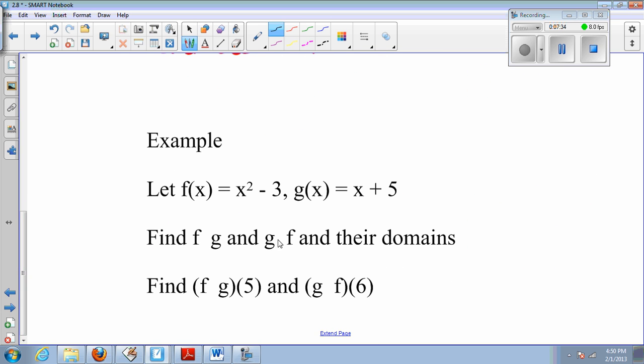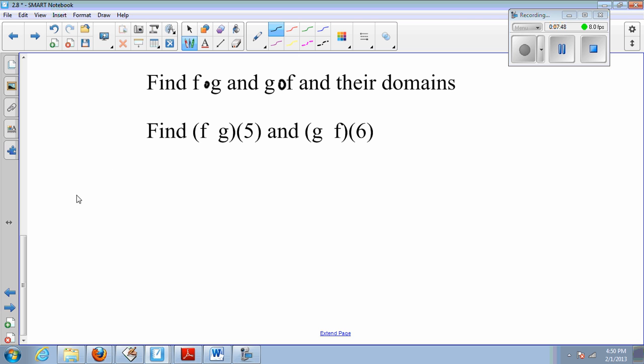We have f of x equals x squared minus 3, and g of x equals x plus 5. So we're going to find f of g of x and g of f of x first. So for f of g of x, that really means to take f of g of x.